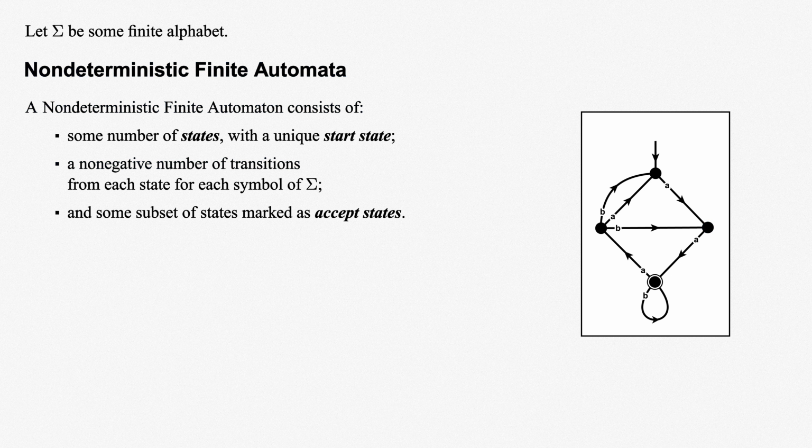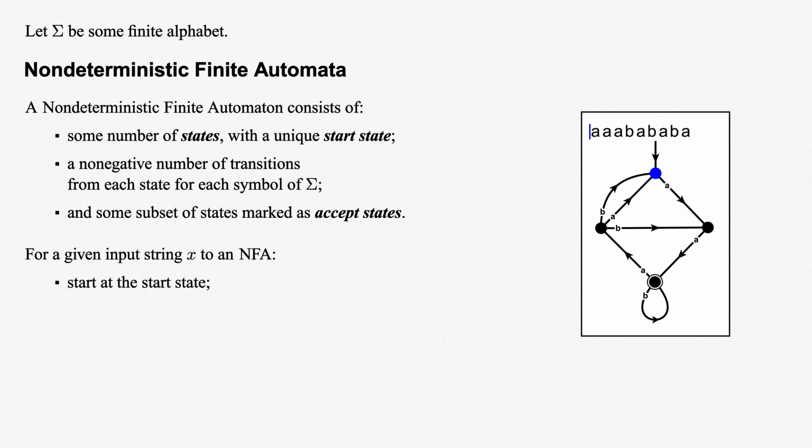Due to these changes in the structure of the automaton, we have to adjust our rules for its operation on a given string x, which we'll illustrate on our example NFA with the string x equals AAA, BA, BA, BA. As always, we start at the start state. Also as before, we scan through the input string one symbol at a time from left to right. Given our current state and the symbol we read from the string, we now need to follow all of the corresponding transitions. If there's a unique transition for our current state and symbol, it's business as usual, as happens for the first three A's in our string.